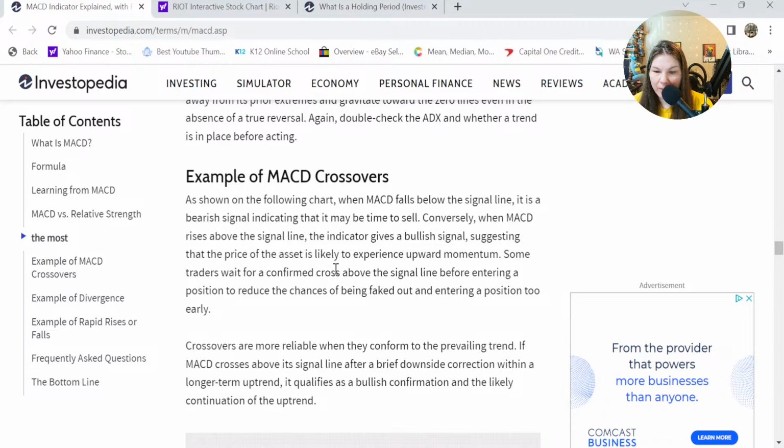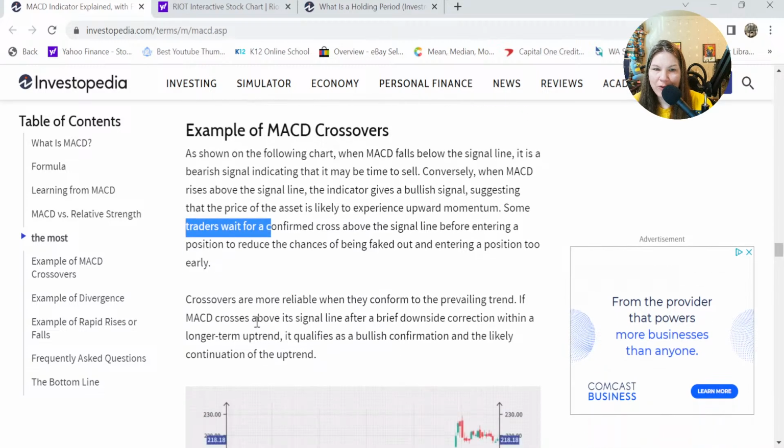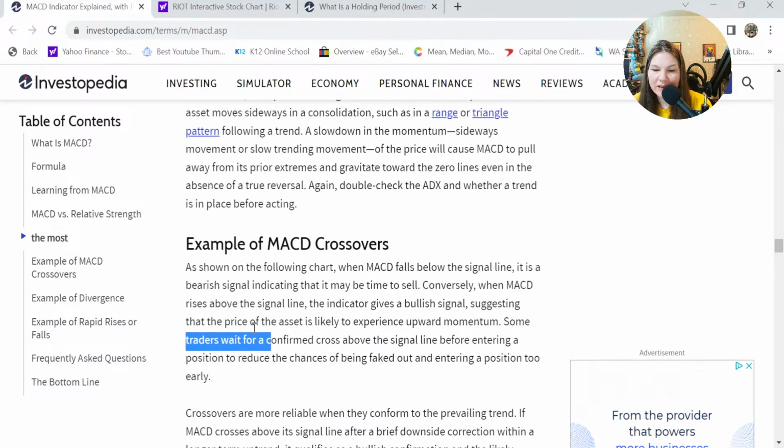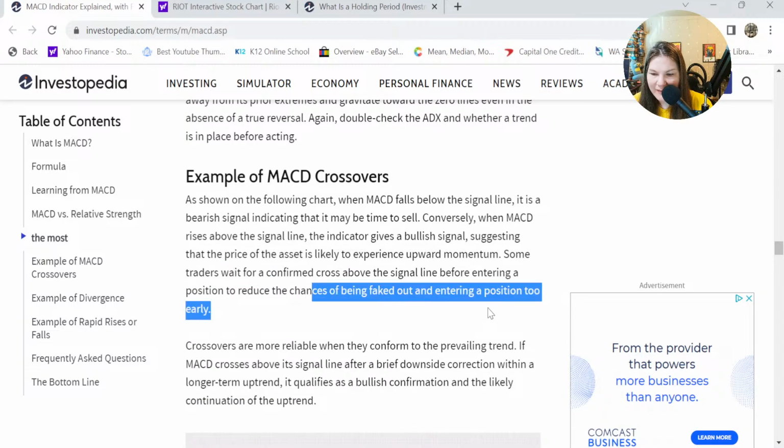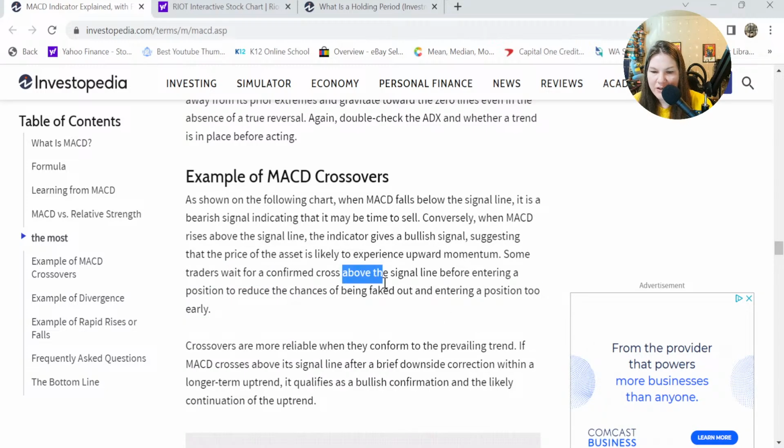Some traders wait for a confirmed cross above the signal line before entering a position to reduce the chances of being faked out and entering a position too early. And guys, it is all fine for a trader to make fast moves when they have a lot of money. It is not a good idea if you are working with limited funds to have fast moves. We need to take our time and confirm like everything suggests, because if you get in too early and it fakes you out and you lose, let's say you lose $25, that's $25.